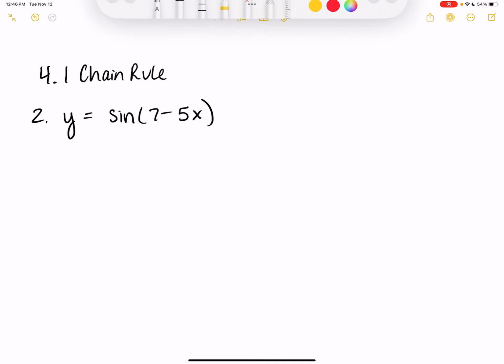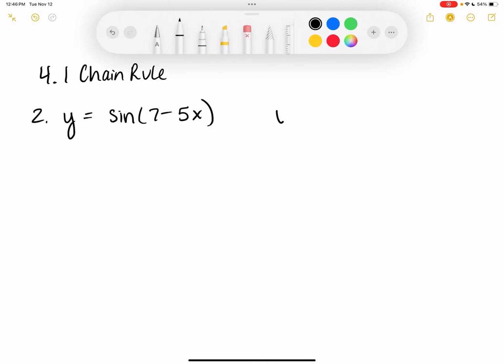In this case, they're actually telling us that u is 7 minus 5x, so that's the inside part there. Sometimes people don't know, and sometimes what looks like it would be the inside may not be. Next time you might have to tell me what the inside is.